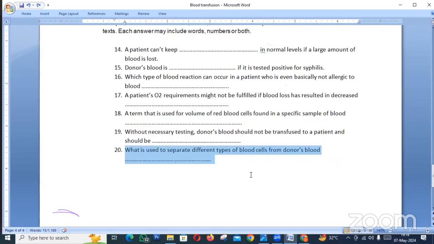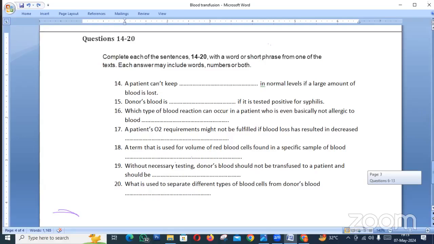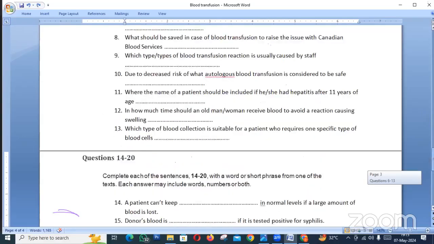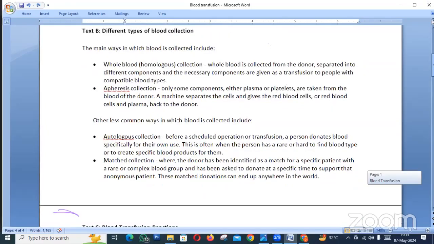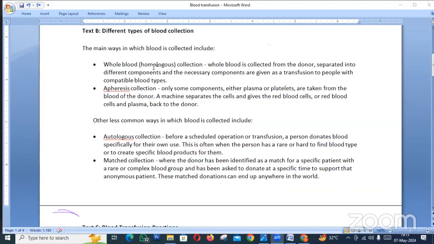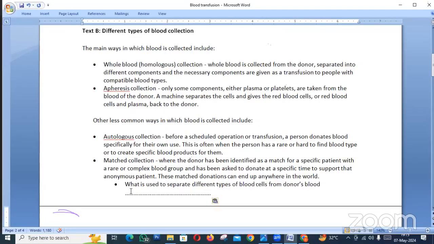What is used to separate different types of blood cells from donor's blood? In which text is it possible to find the answer? D or B? Try to find and see. Maybe let me see in the chat what people say. B. Okay, most of you are saying B. Try to find the answer. Here is your question at the end.